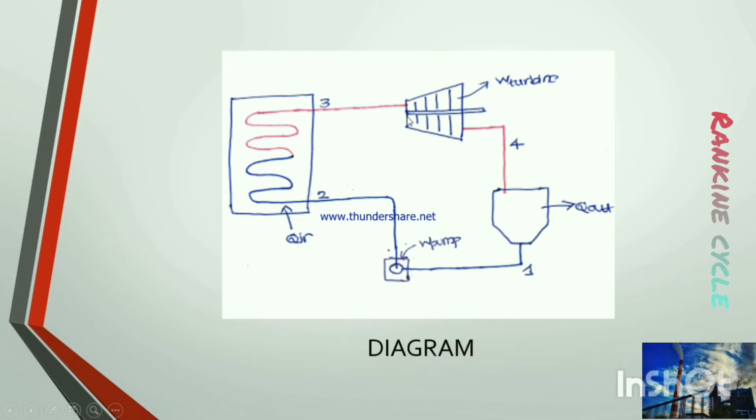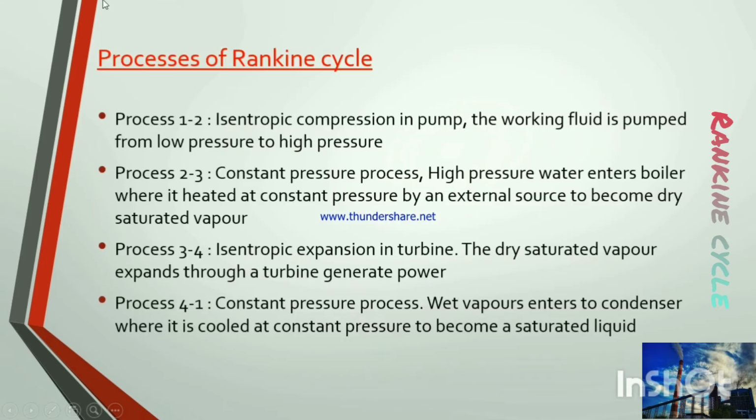This dry saturated vapor is applied to turbine where it undergoes expansion process, isentropic expansion. Then power is generated and this expanded steam is then passed through the condenser where it undergoes condensation process, that is, heat is removed from the water. Cooling is done and saturated liquid is formed. The saturated liquid comes to pump and the cycle repeats. Then we will discuss the processes in Rankine cycle.